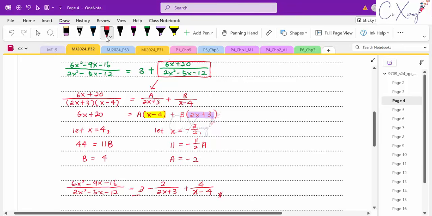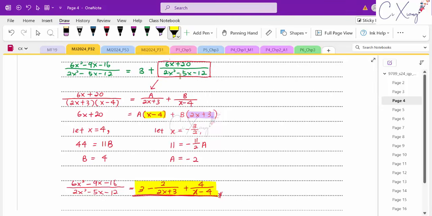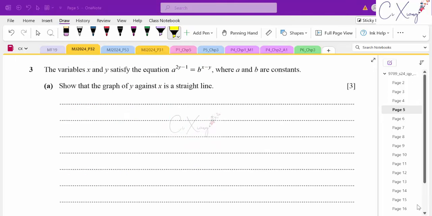Okay, yeah, so this is how we basically express the improper fraction into partial fractions. In my solution here, the long division is needed because you have to change the improper fraction into something like a proper fraction first before you can expand it into partial fractions. Alright, so this is how we solve question number 2.